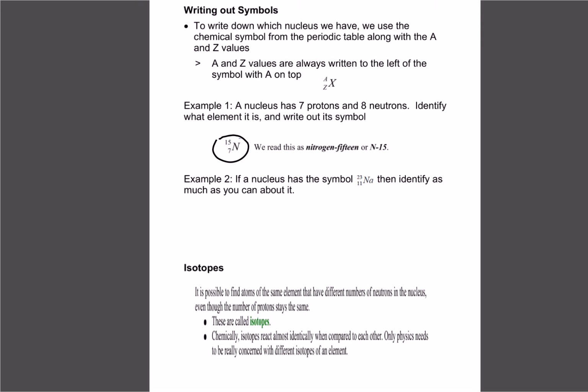So if we look at 23Na11, that's what we just talked about. So it's 11, which means it's sodium, and 23 would mean we have 11 protons, and then we'd have 12 neutrons.